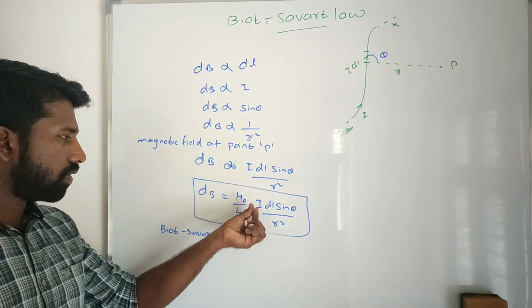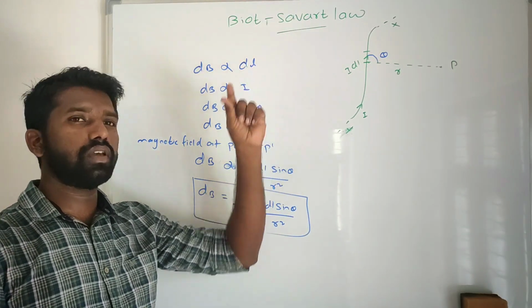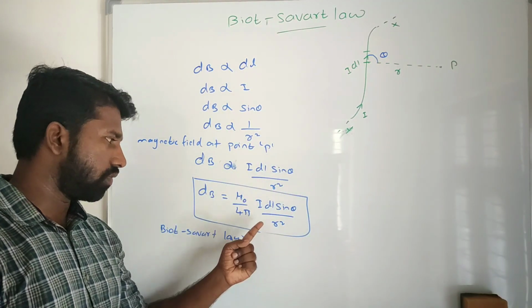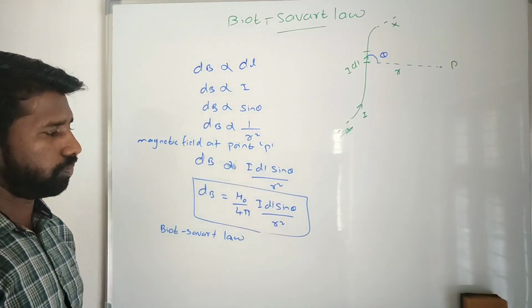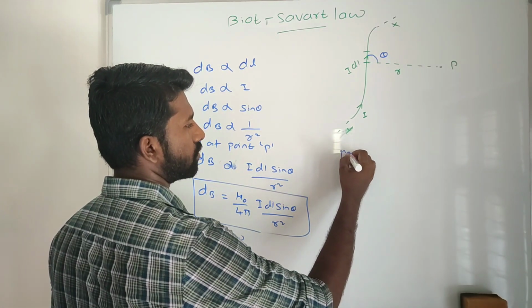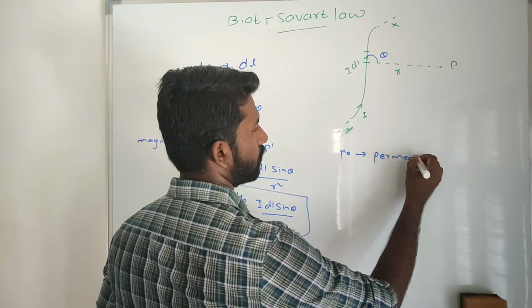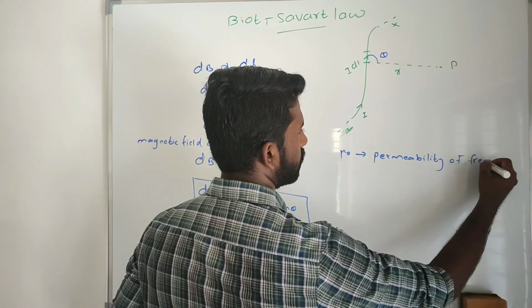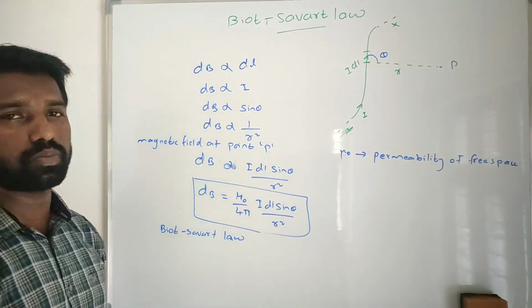From this, what is I? I is the current, and dl is the length of the current element, and theta is the angle between Idl and r. What is r? r is the distance from the current element to the point P. And what is this mu 0? Mu 0 is the permeability of free space.